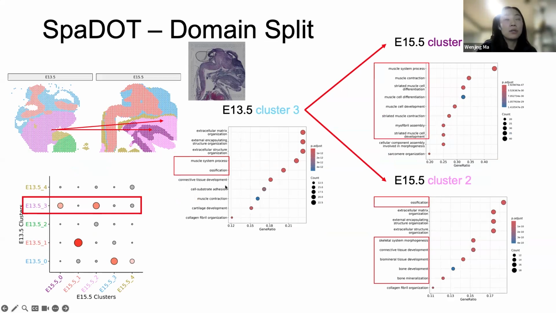Using the gene enrichment analysis, we found that cluster 3 is a combination of muscle system processes, but later they are more specific: cluster 0, which is the darker color here, is more focused on muscle development, and that one is more focused on bone development.